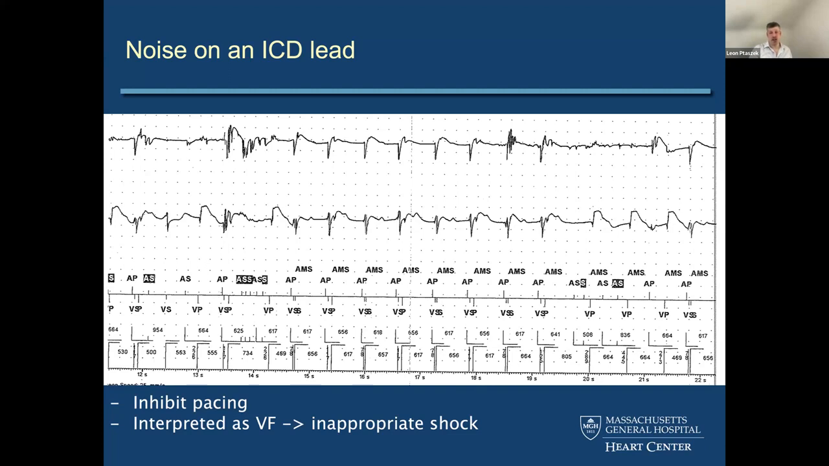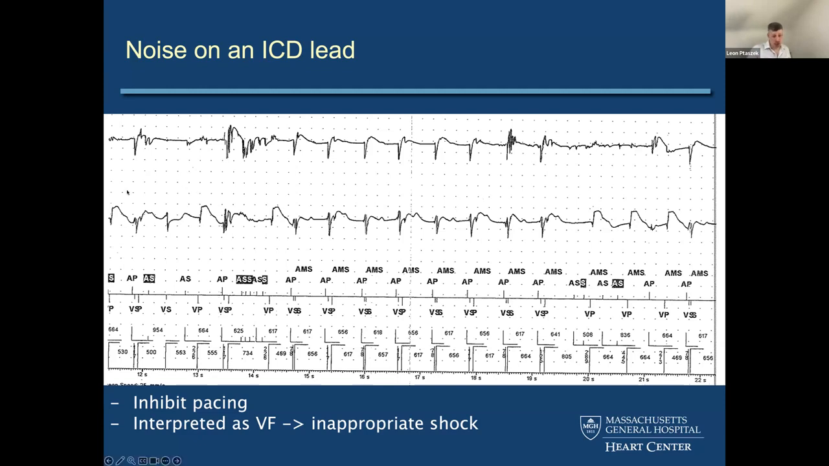Sometimes you'll see this kind of noise that's intermittent. And one test you can do at the bedside to see if it's due to a conductor break or an insulation break is to do the following. While you're doing the wireless interrogation of the device, you can put your hand on the generator and move it around in the pocket, and it may be that you recreate some of this noise that was being seen.